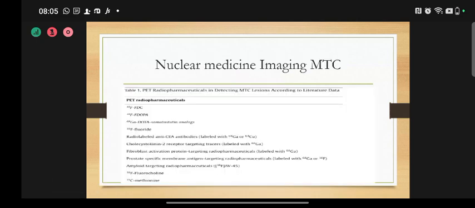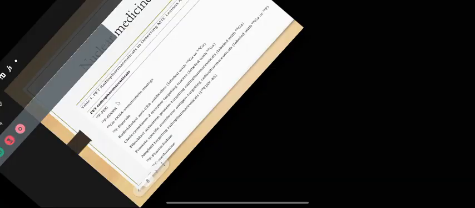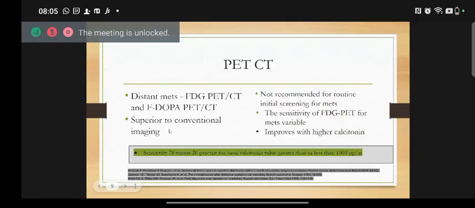And the role of nuclear medicine imaging. Currently, these are the PET radiopharmaceuticals useful for medullary thyroid cancer: 18-fluoro FDG, 18F DOPA, gallium-68 DOTA somatostatin analogs, and these are the main ones. So PET-CT is actually useful for evaluating distant metastasis, and it is superior to conventional imaging.